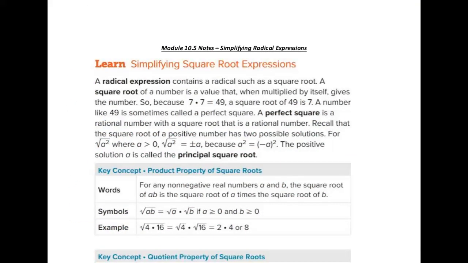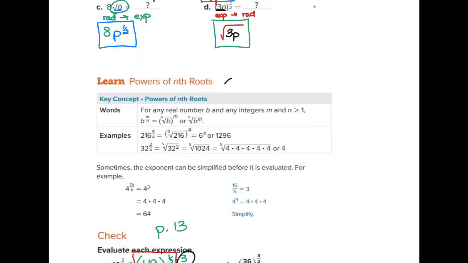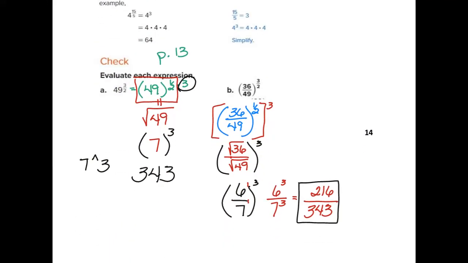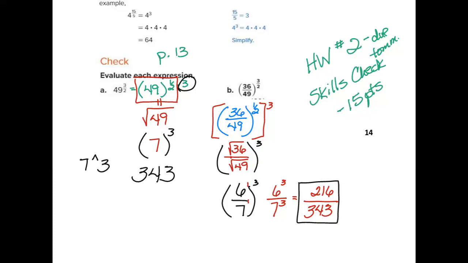All right. So tomorrow, you should be working on homework number 2. Now, I do not have very many homework number 1s completed yet. I have some. But homework number 2 should be due tomorrow. So come tomorrow with some questions on homework 2. Also, you have a skills check. It's only going to be worth 15 points. And that is on section 10.1 through 10.4.